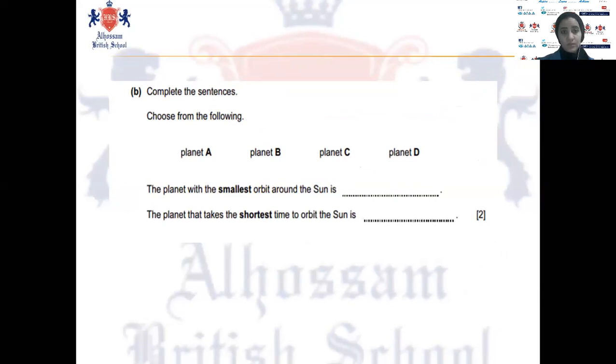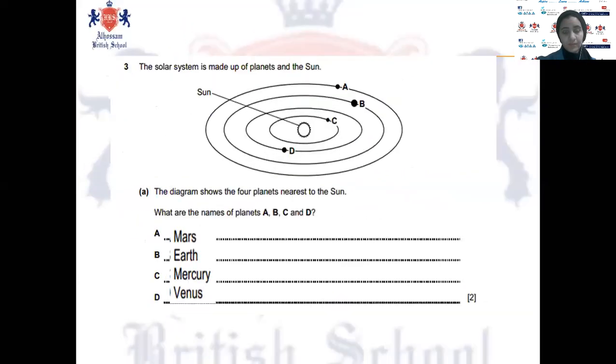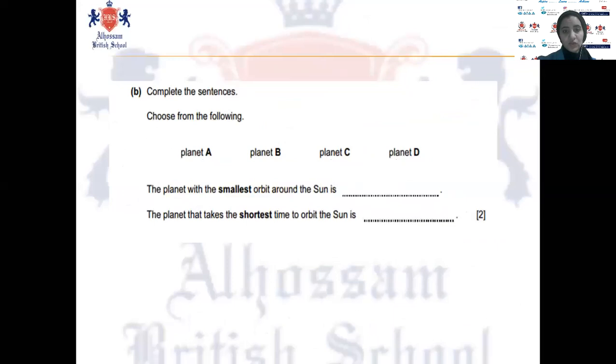Choose from the following. The planet with the smallest orbit around the sun is planet D. Look again. Which one is the smallest? Planet C. Which one has the shortest time to orbit the sun? Also C. Excellent. So C and C. Thank you, Muhammad.